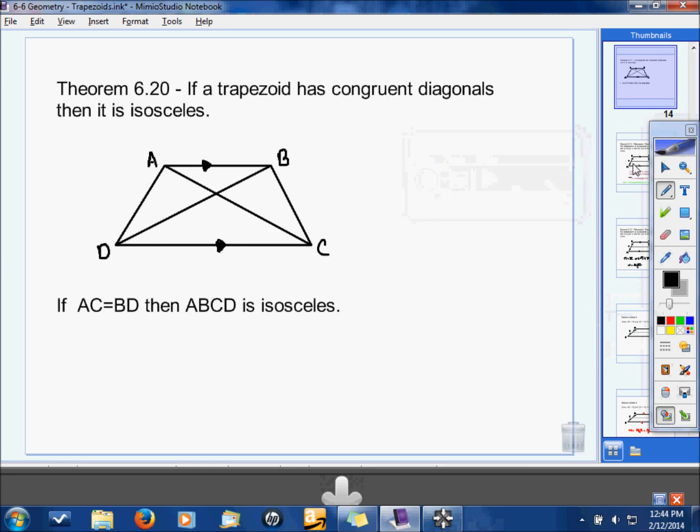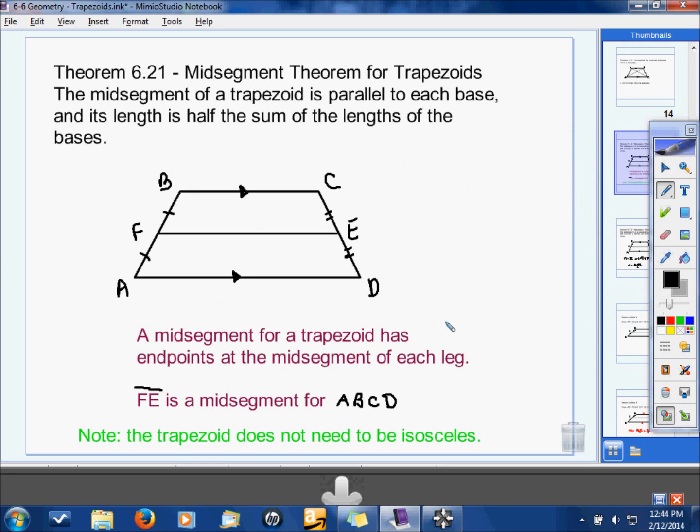All right, next one. Now this one's very useful. A midsegment theorem for trapezoids. First of all, we have the midsegment theorem. The midsegment of a trapezoid is parallel to each base, and the length is half the sum of the lengths of the bases.